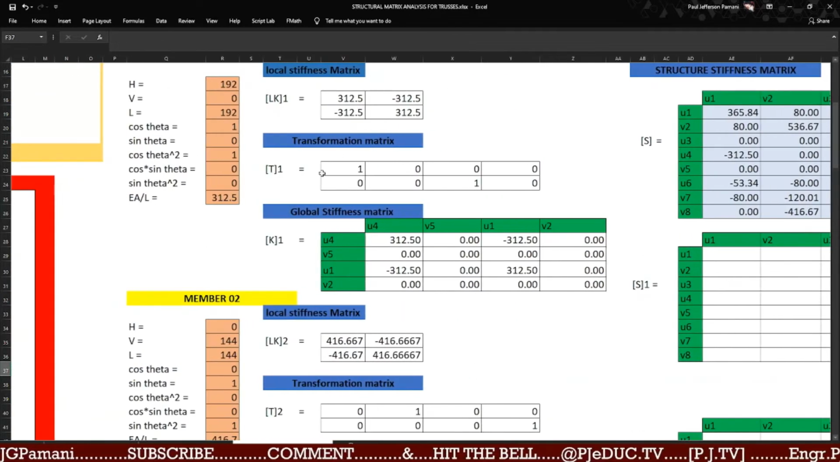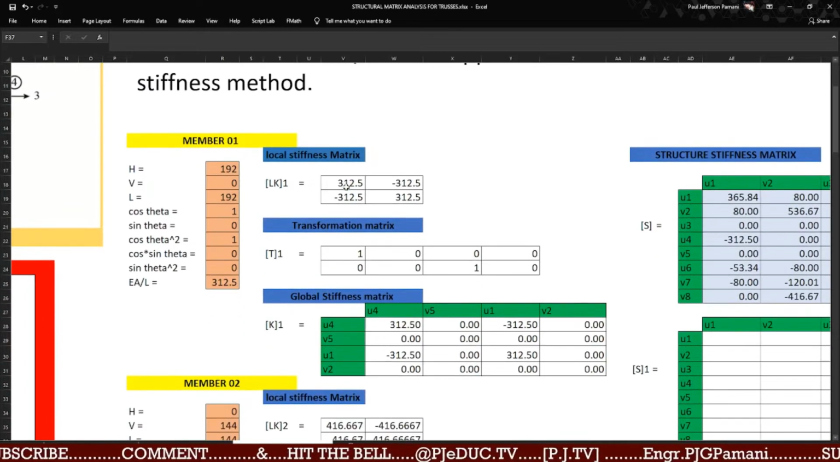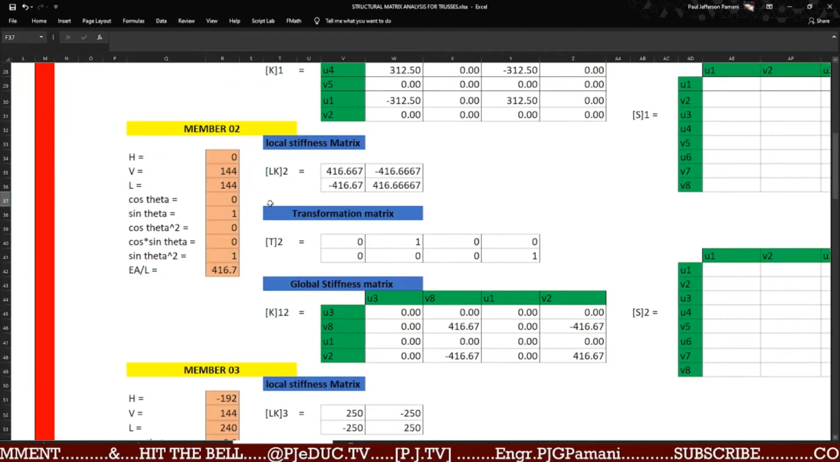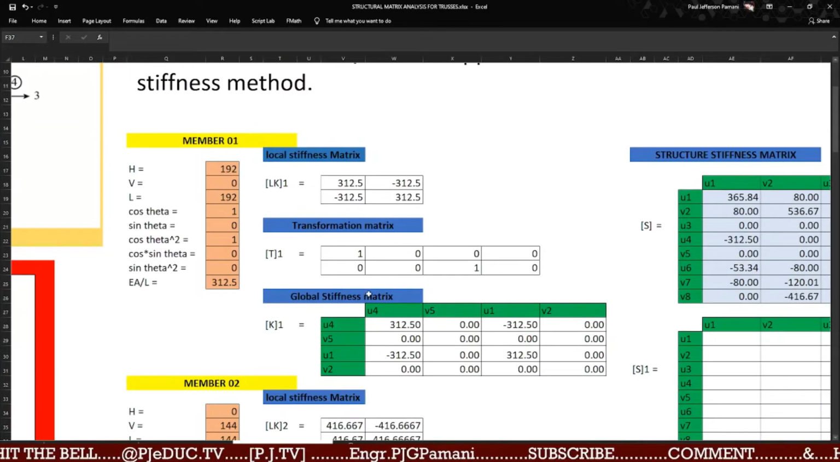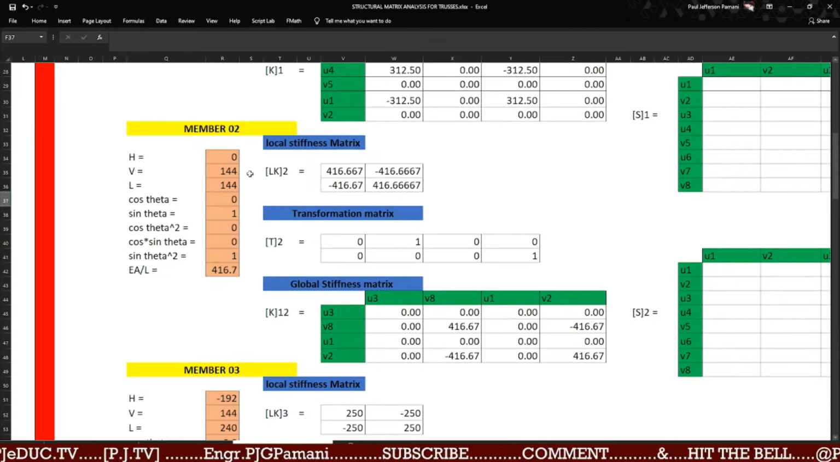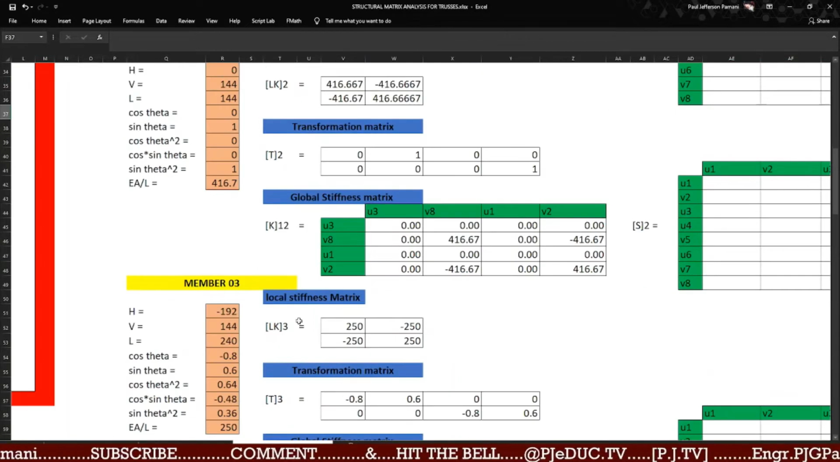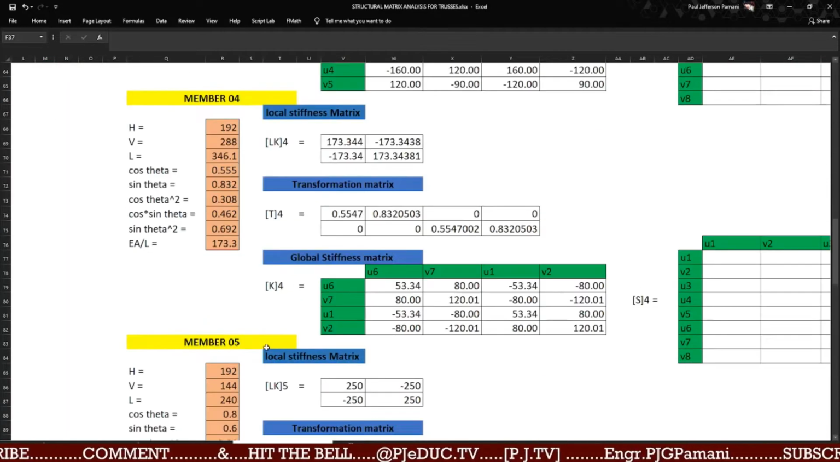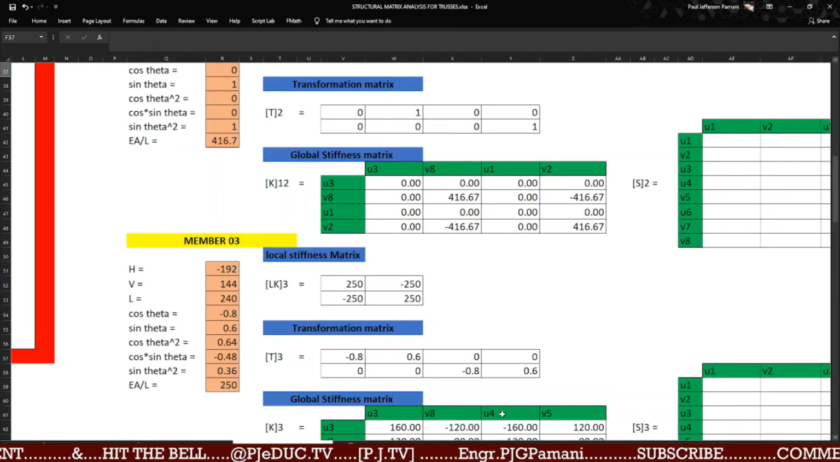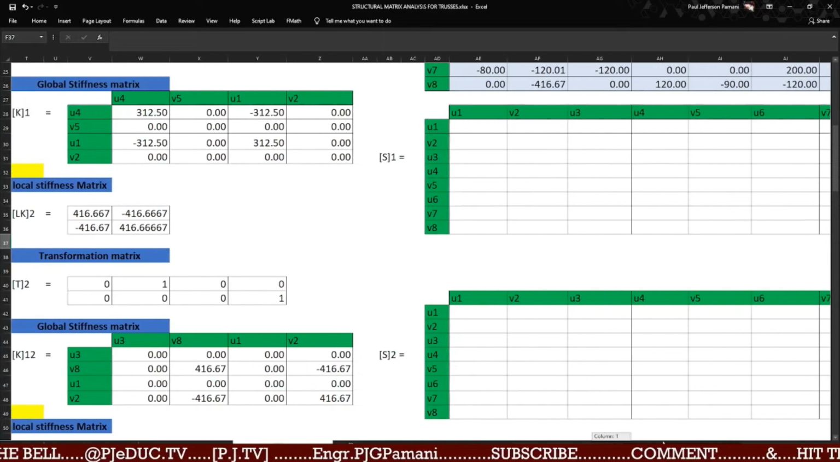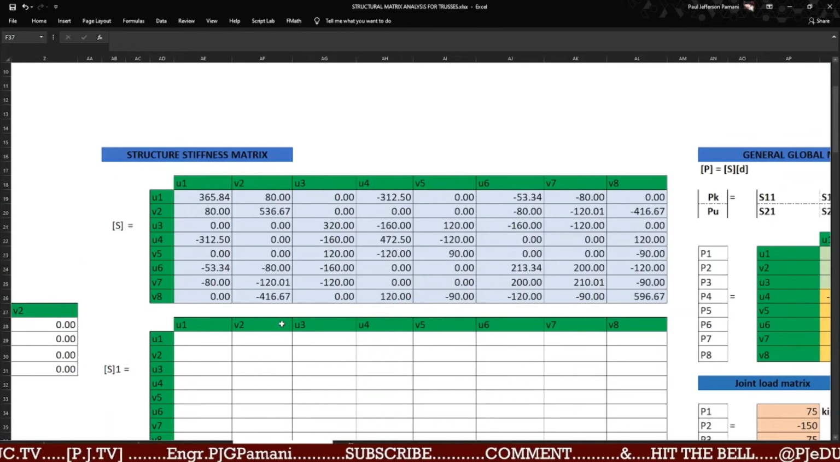Then all of the rest, the same procedure will also happen to the succeeding members within the given truss. Same goes for member number 2: local stiffness, transformation, global stiffness; then member 3, member 4, and lastly, member 5. After completing the structure matrix for each member, you can then simply add them up. This will serve now as our general global stiffness matrix.